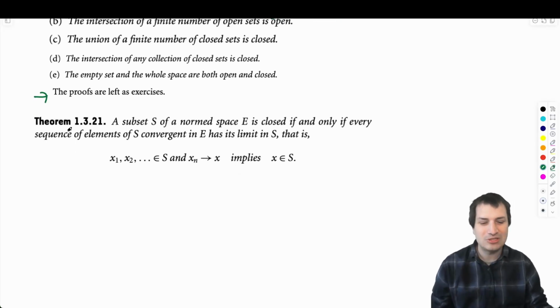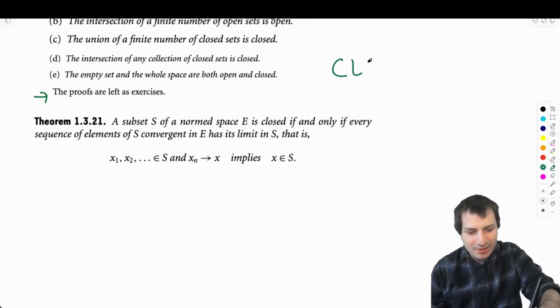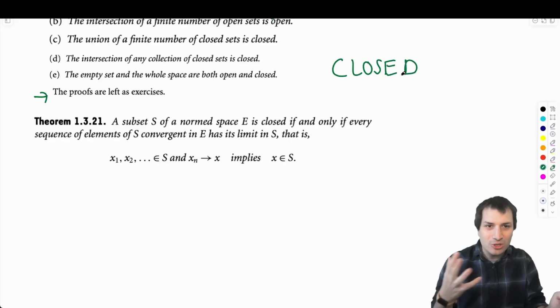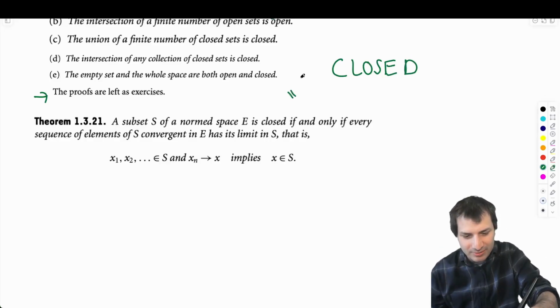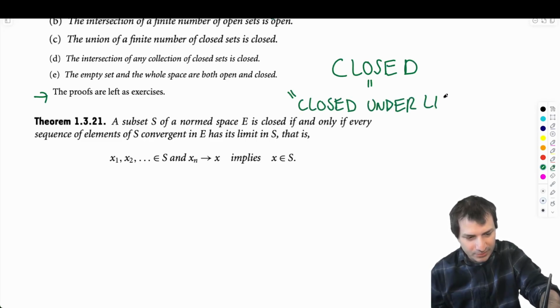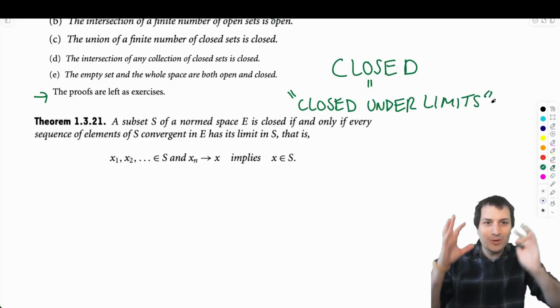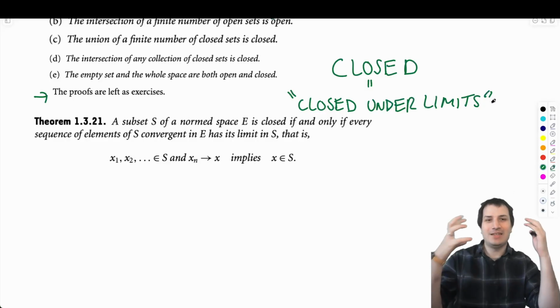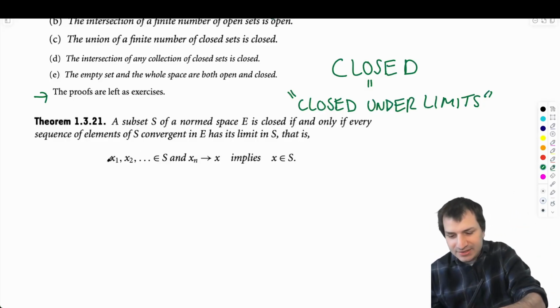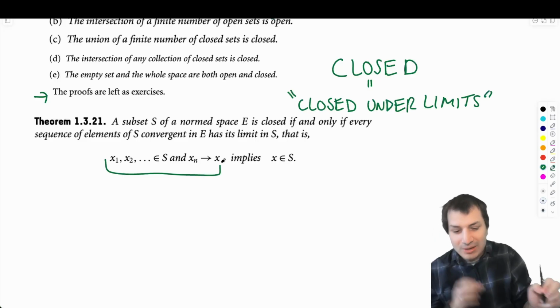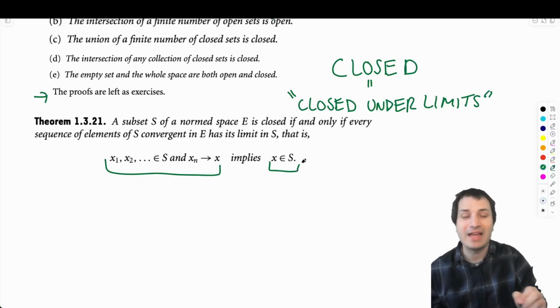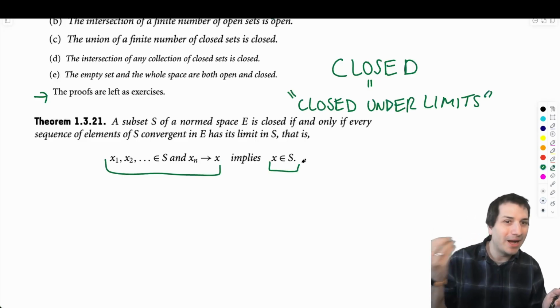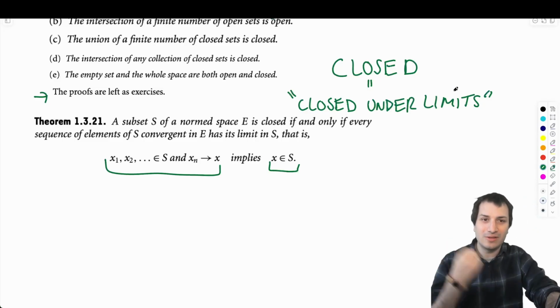So why is it called closed at all? Closed really should mean closed under limits. Closed equals closed under limits. And I mean closed in the sense of no escape, right? Like if you're in a closed jail cell, you cannot escape the jail cell. When I say a set is closed under limits, I mean if you take a sequence of points that is converging to something, then the something has to be in S. You cannot escape the set S by taking limits.